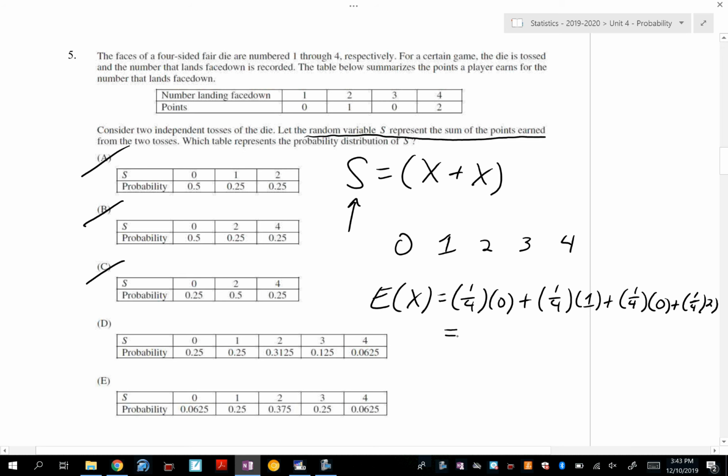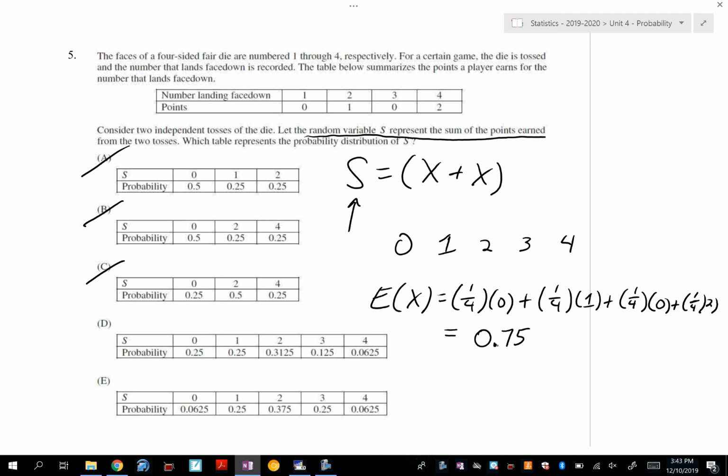If you do that, the only ones that end up mattering are the second piece and the fourth piece. So you get 1/4 plus 2/4, or 0.75, 3/4. So my point value for one roll that I expect to get is 0.75 points. But how many rolls am I doing? How many rolls am I doing?